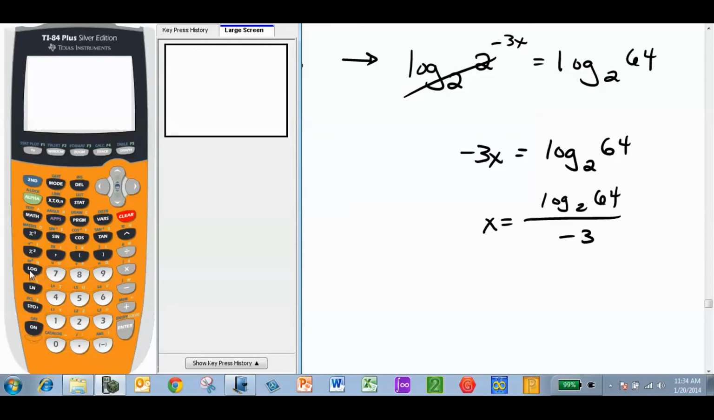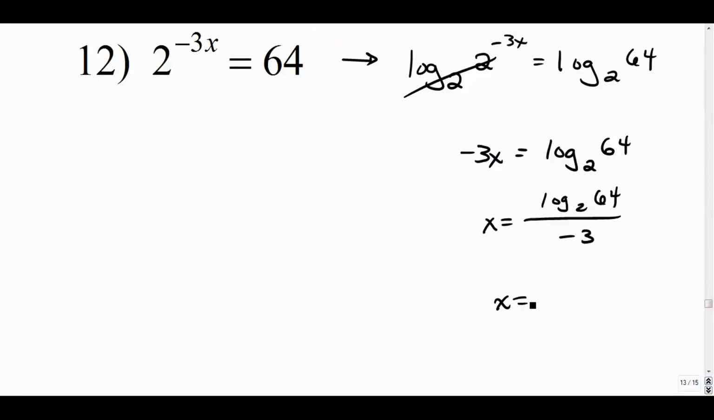Calculator. Log base 2 of 64 divided by negative 3. I get negative 2. It's a nice neat number. Let's see how that works a little bit differently.